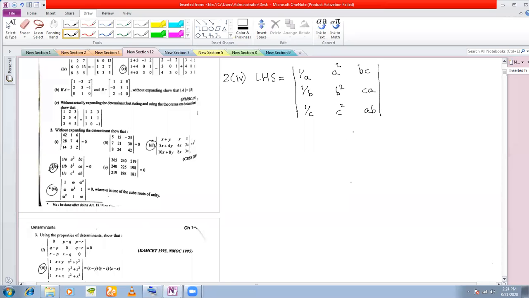Okay, you need to prove that this determinant is equal to 0. How will you prove? Tell me. See this very carefully. I need to prove that this is equal to 0. What you see here is, you have a B C here.